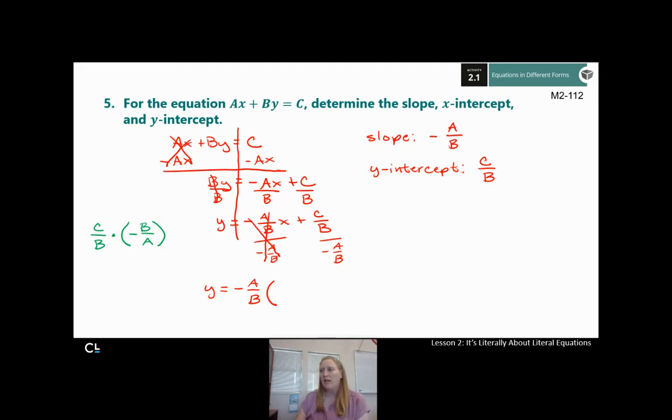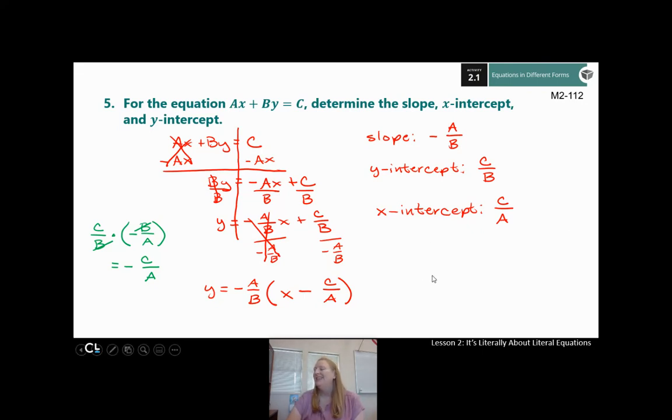And check it out, the b's: I got a b on top, b on bottom, they cancel. So it looks like I get negative c over a. So I have x minus c over a. Oh, look, and now it's in factored form. Here's my slope, and the guy after my minus sign is my x-intercept. So my x-intercept ends up being c over a. Remember, I don't take the minus sign with me. In factored form, the minus sign points toward my x-intercept.